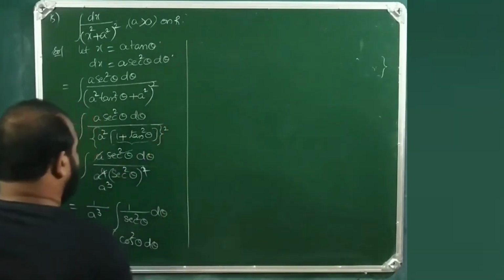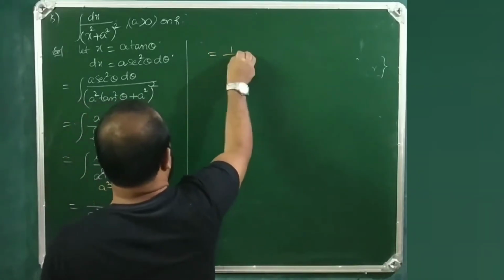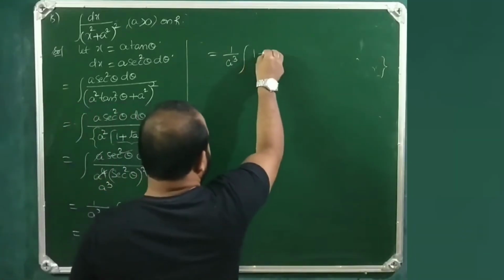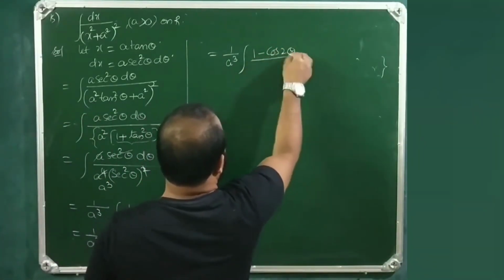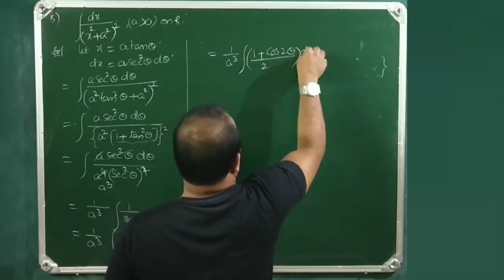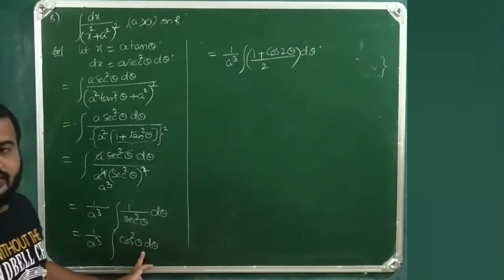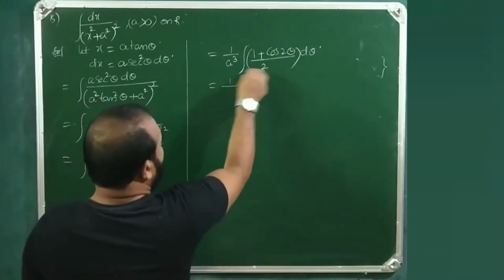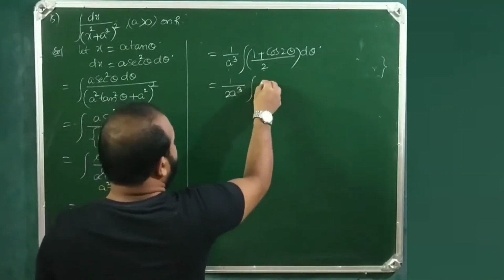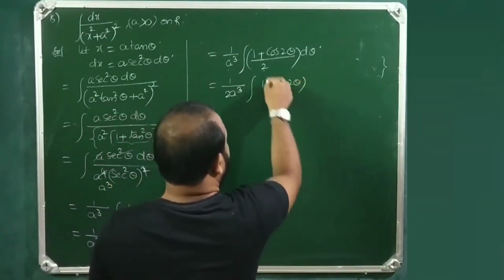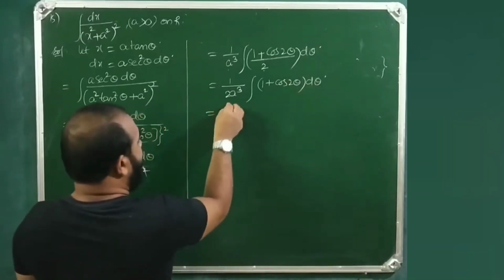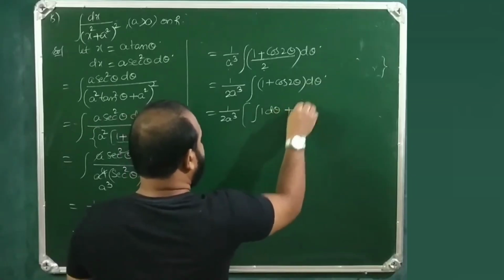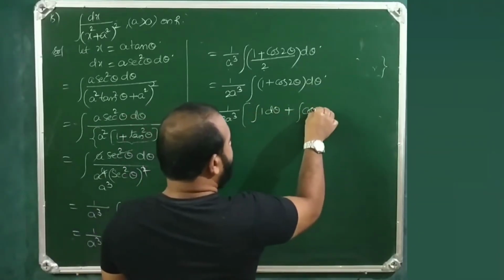This is equal to 1 by a cube integral cos square theta d theta, and cos square theta is 1 plus cos 2 theta by 2, just as sin square theta is 1 minus cos 2 theta by 2. So this is 1 by 2a cube integral 1 plus cos 2 theta d theta. 1 by 2a cube, this is integral 1 d theta plus integral cos 2 theta d theta.